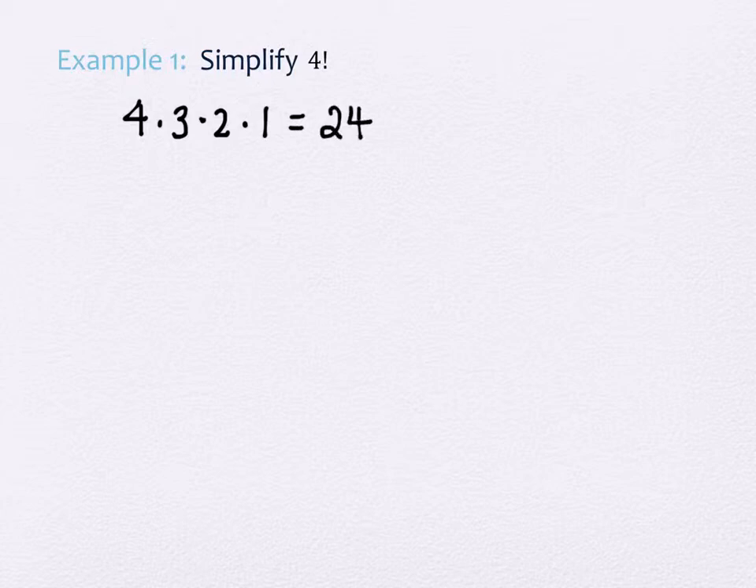Okay, I think everybody got it. Everybody that I heard say something said 24. Did everybody have 24? Okay, great. So when we did this, of course, we did 4 times 3 times 2 times 1. And if we multiply those together, we get 24.